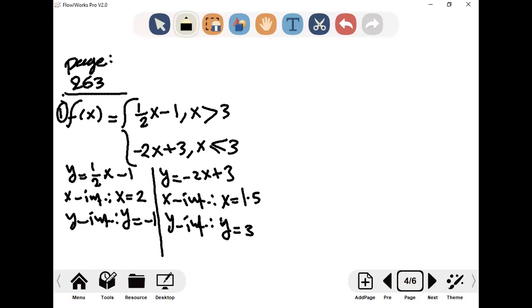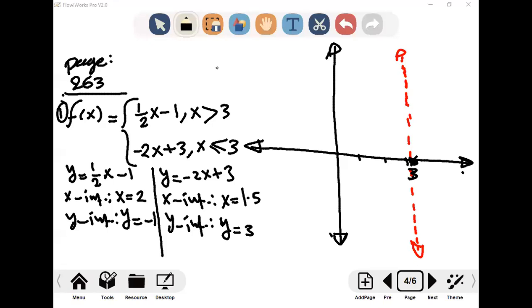I want you now to graph, but use pencil, please. The first one, which is more than 3, x is 2, y is what? Negative 1. X is 2. This is 1, this is 2, right? Y is negative 1. This is negative 1. Check. Your line will be like from here to here. Raise it up a little bit.